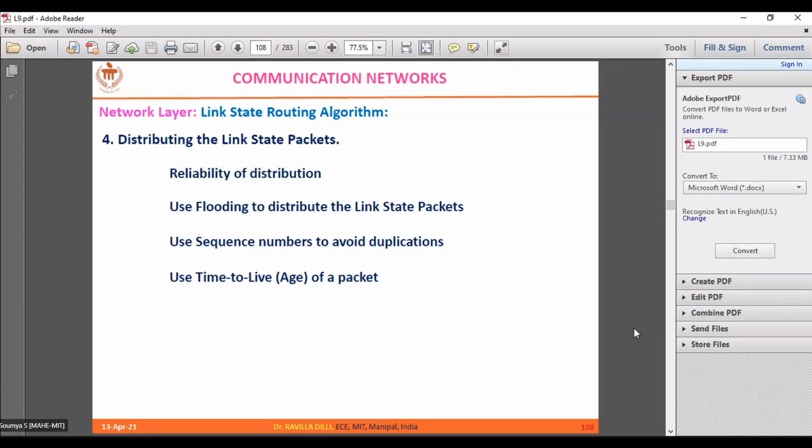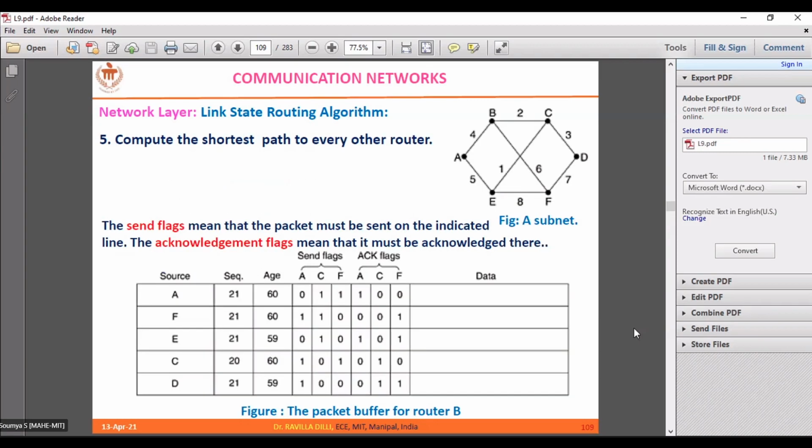So this is the packet buffer for router B, right? So what does it do? It has to compute the shortest path to every other router by making use of the table that it has received from all the routers. Then it sends something known as flag signals or flag messages, which means that the packet must be sent on the indicated line. The acknowledgement flags mean that it must be acknowledged over there.